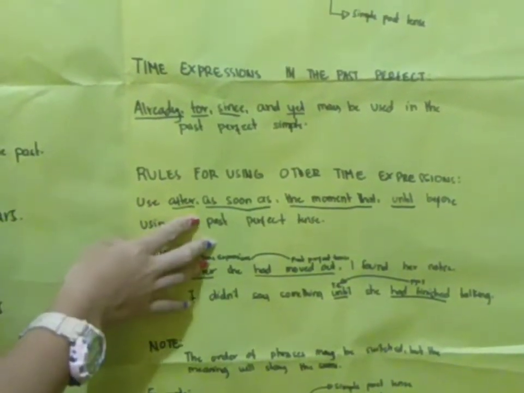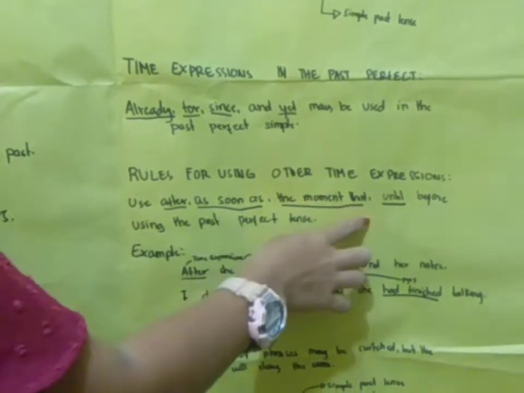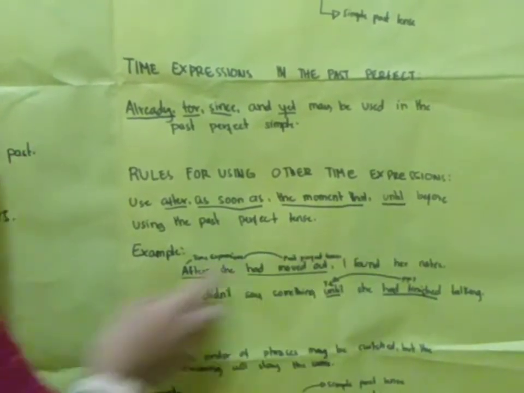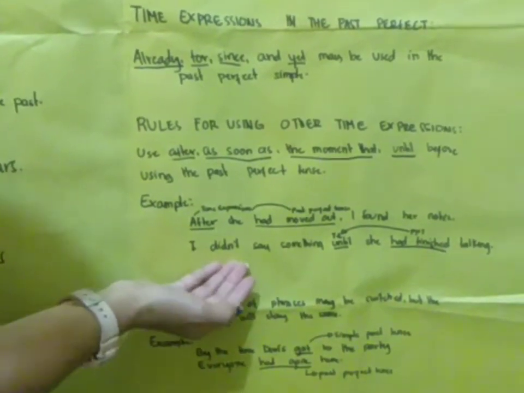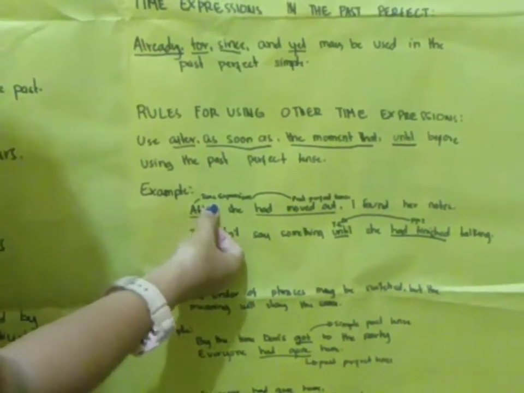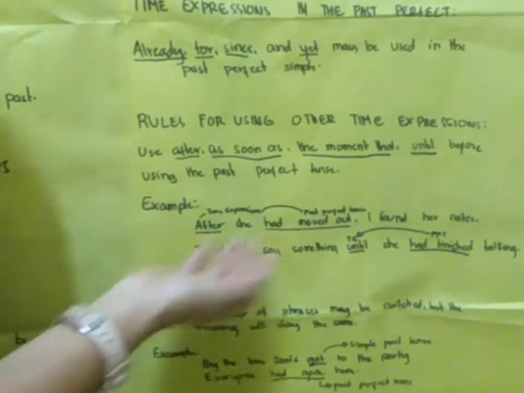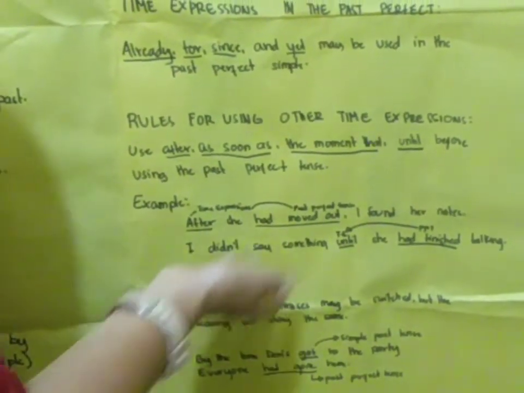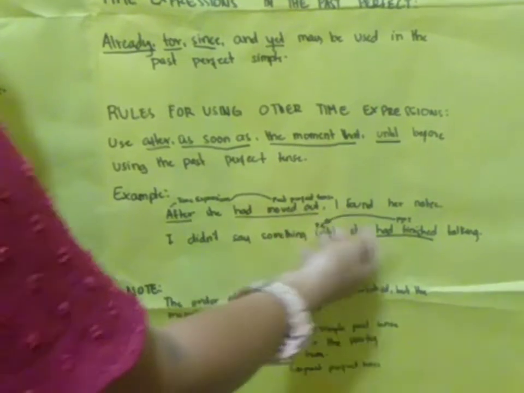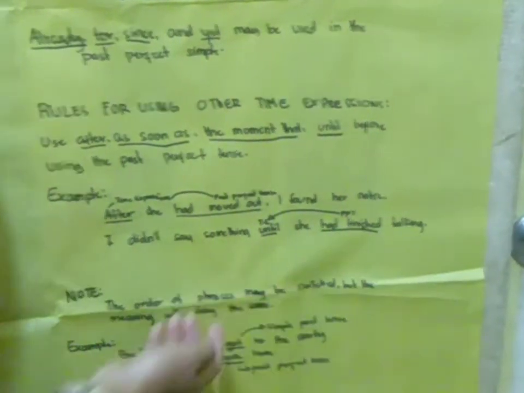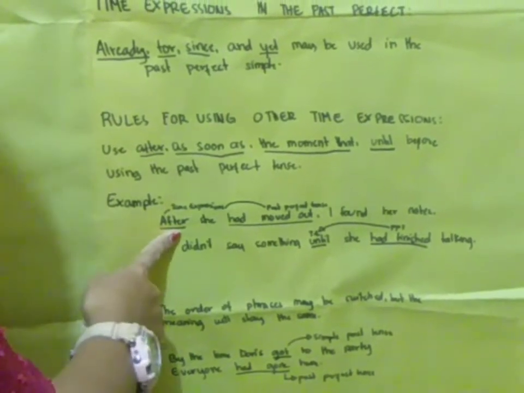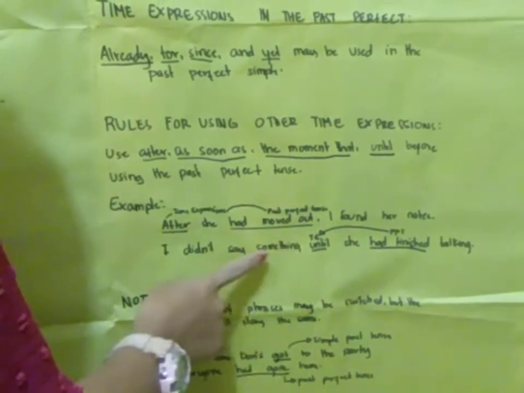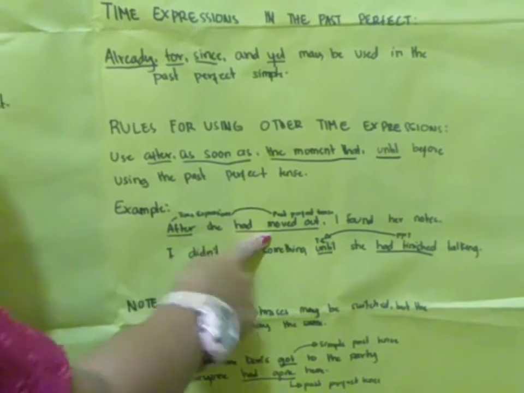Use after, as soon as, the moment that, until, or before using the past perfect tense. So here we go in our example. After is our time expression. Okay, so as I read this example: After she had moved out, I found her notes. Our time expression here is the word after, and our past perfect tense is had moved out.